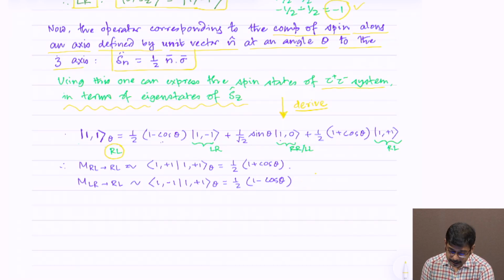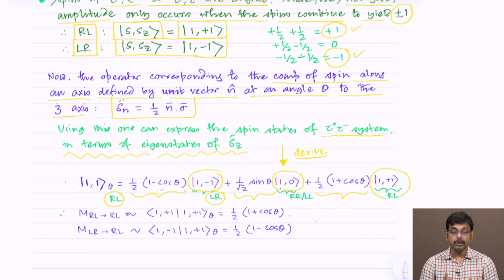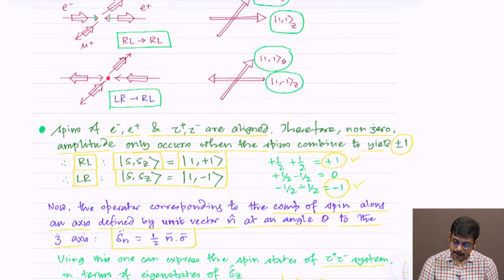can be expressed in terms of the 1 minus 1 state with a factor of half into 1 minus cos theta. This is the LR combination. It can be expressed in terms of 1 0 with a prefactor of 1 by root 2 sin theta, and it has a prefactor of half into 1 plus cos theta with respect to the 1 plus 1 basis, and this is the RL configuration that we actually talked about. So this state at theta can be expressed in terms of the combination of 1 minus 1 and 1 0 along the z axis, so to say.